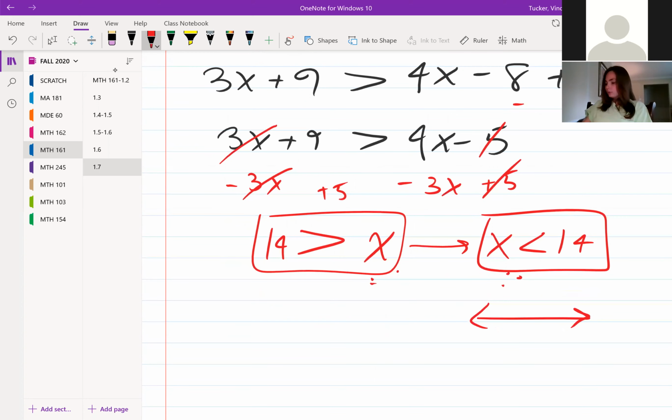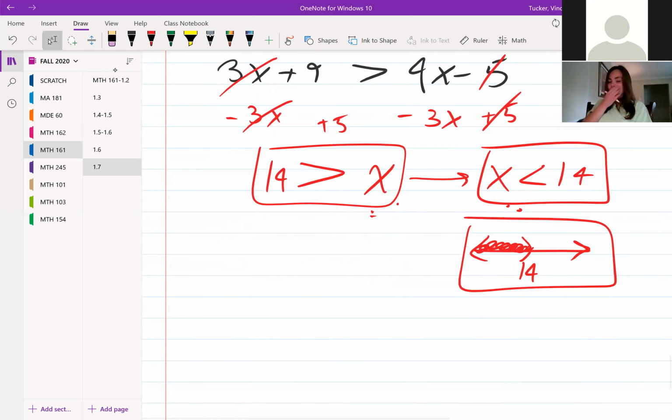So you want the values that are less than 14. So use parentheses because they didn't use the or equal to sign. And also my interval notation coming from negative infinity to 14, parentheses on both.